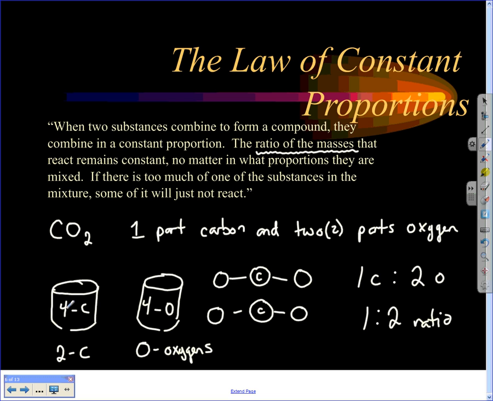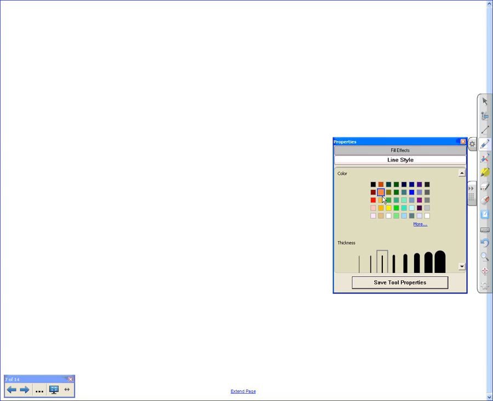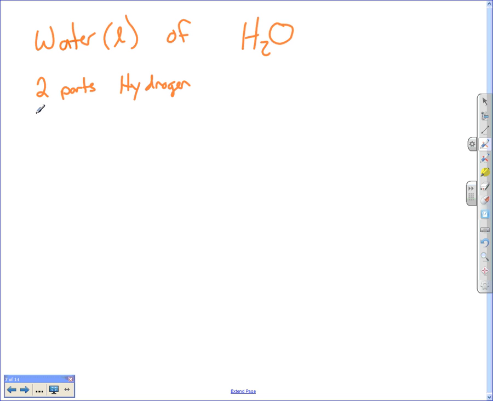I'll give you another example of this so we can kind of get this down. We're going to go ahead and switch over to a different colored pen here. And here we go. Let's look at water. Technically, water is the liquid form, I'm going to put in an L, of H2O. H2O, we can also write it as 2 parts hydrogen and 1 part oxygen. So for every 2 hydrogens, 1 oxygen is needed.